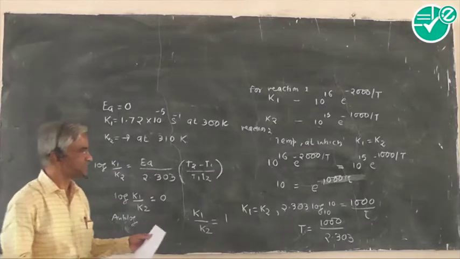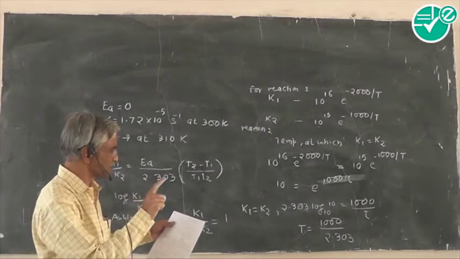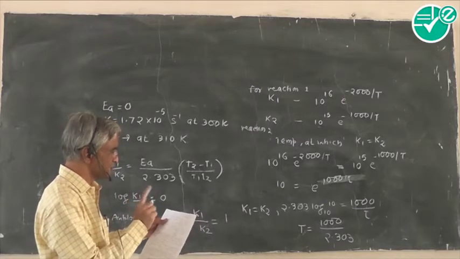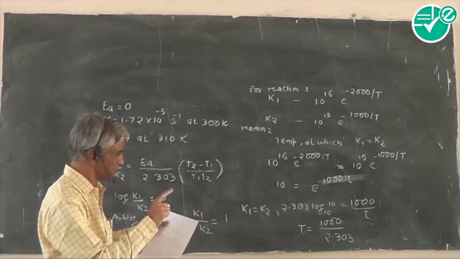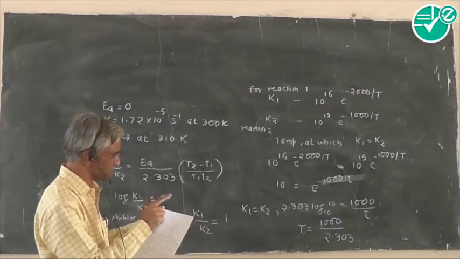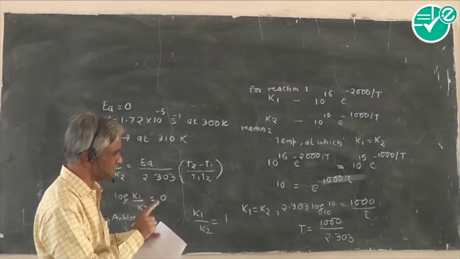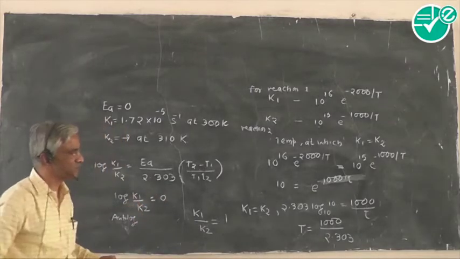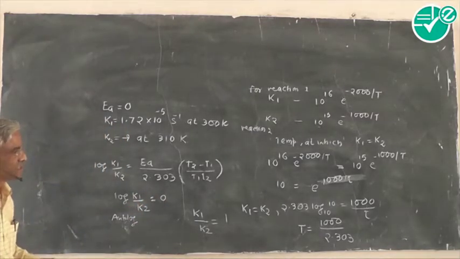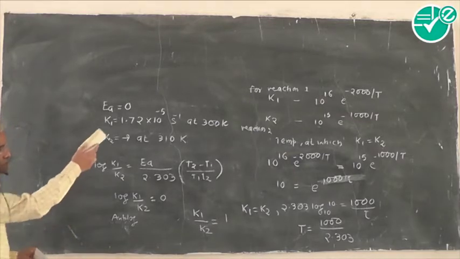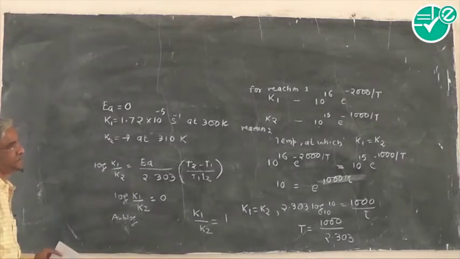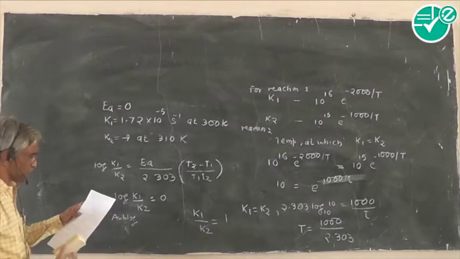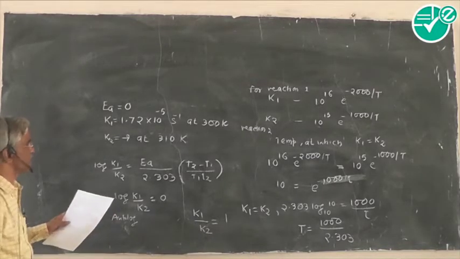They are having four options. A is 2000 K divided by 2.303, B is only 2000, C is 1000 divided by 2.303, and D is 1000 K. So the C answer with T equal to 1000 divided by 2.303 is the correct answer. The numerical which I have taken as the objective has been asked 3 to 4 times in different NEET examinations.